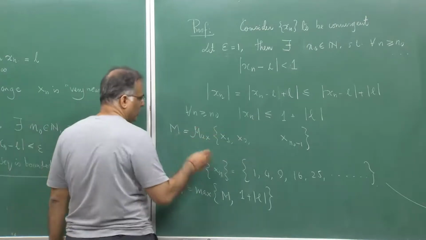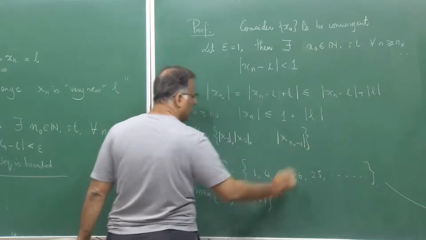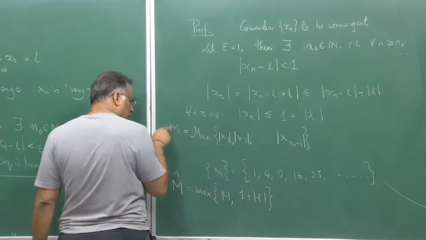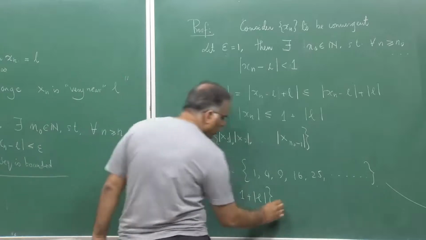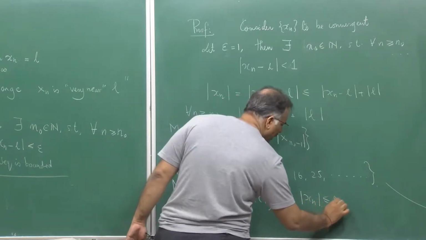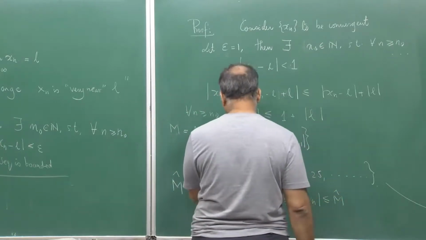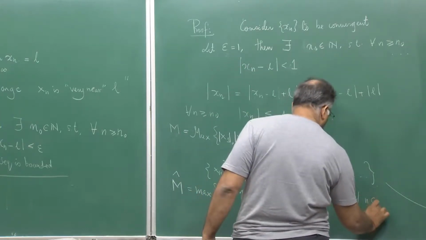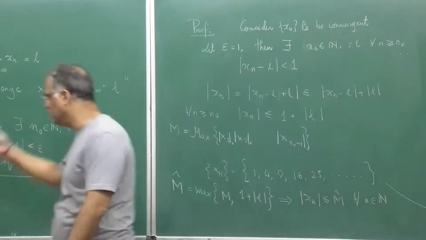Mod of this, or rather, I should take it like this. Sorry, I just made a mistake. So, the mod of x1, x2, up to xn, all of these is less than M, and that M is also less than M hat. So, what have I concluded from here? I have concluded that mod of xn is less than or equal to M hat, because M is non-negative and this is non-negative. So, M hat is non-negative, for all n element of N. So, we have proved that it is bounded by the given definition.